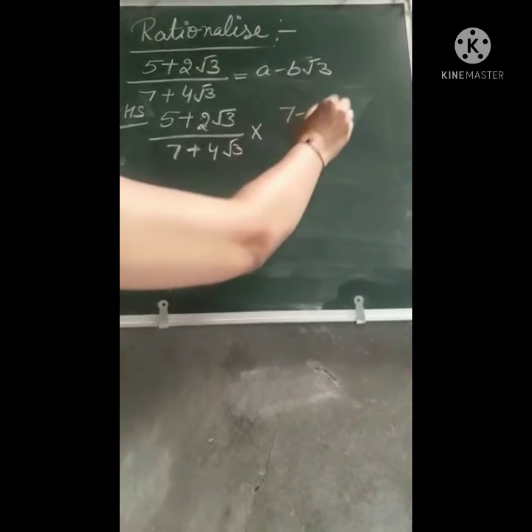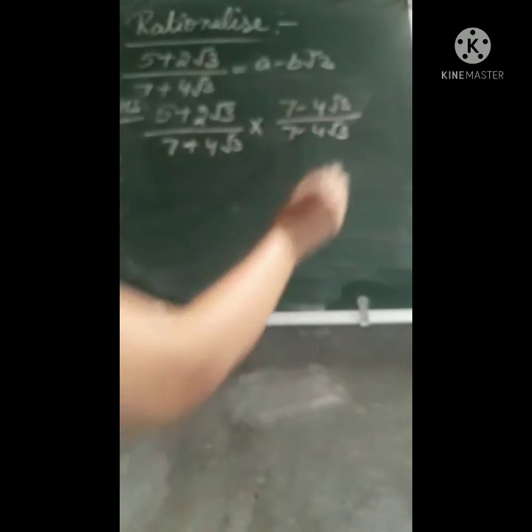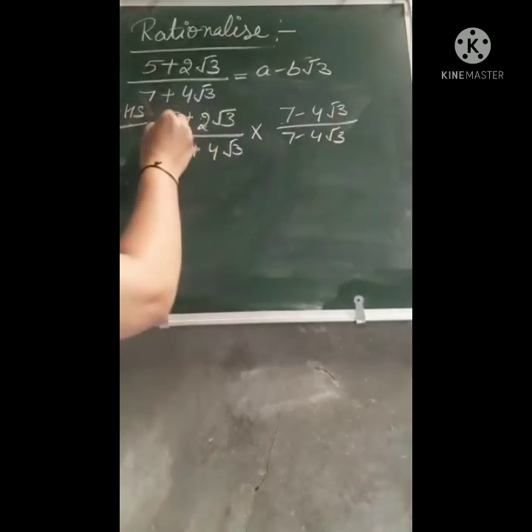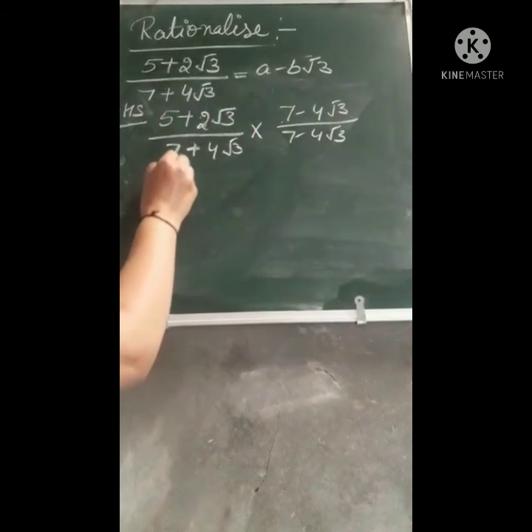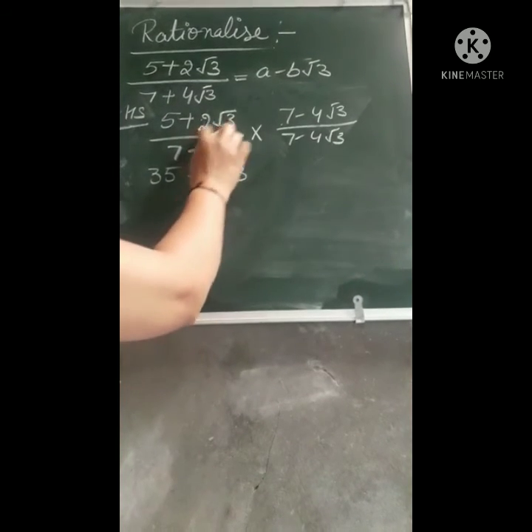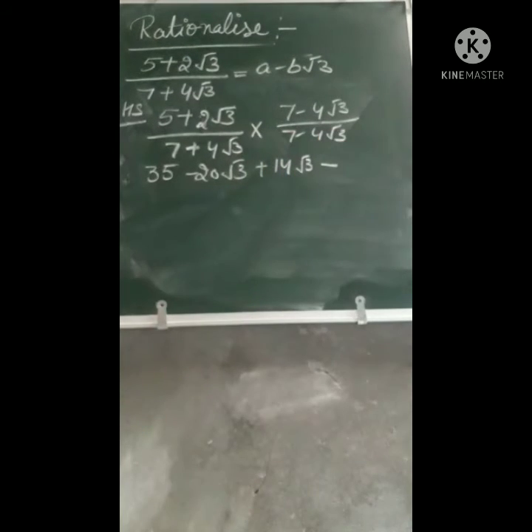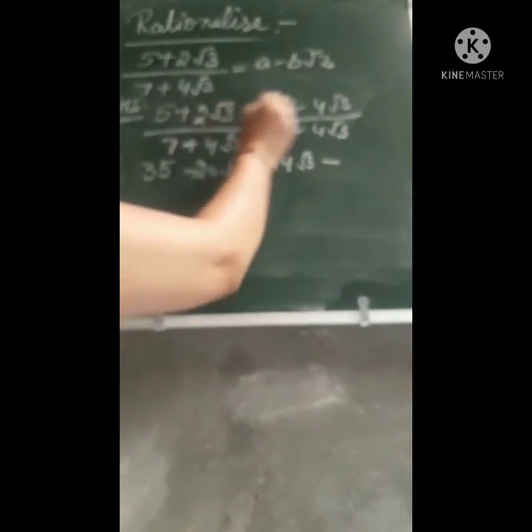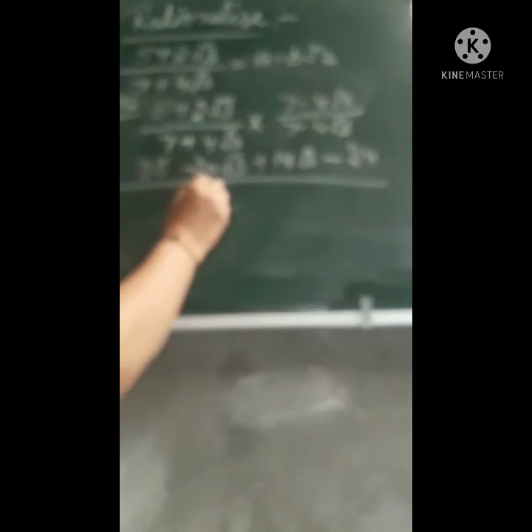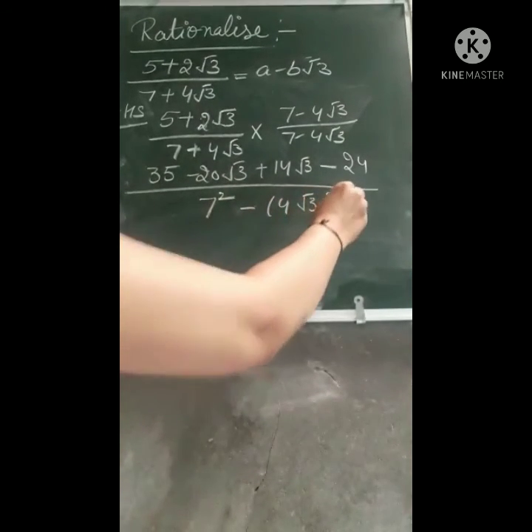So 7 minus 4 root 3, 7 minus 4 root 3. Now we have to multiply 5 with both numbers. So 5 times 7 is 35, minus 5 times 4 is 20, 20 root 3. 2 times 7 is 14, 14 root 3, plus minus minus 4 times 2 is 8, and under root 3 times 3, so 8 times 3 is 24. And downside the identity, so 7 square minus 4 under root 3 square.